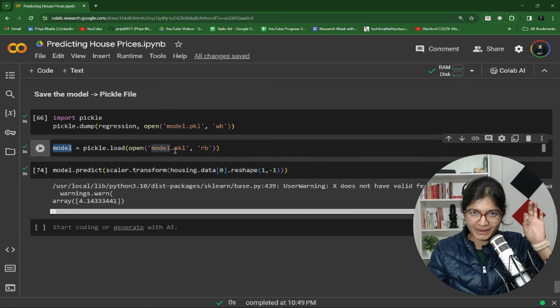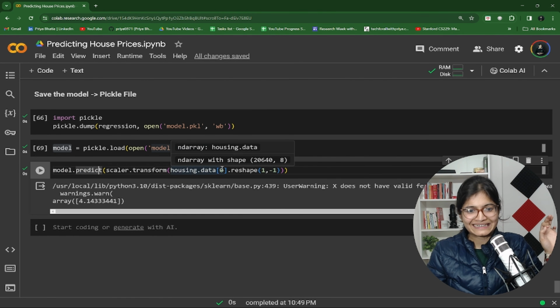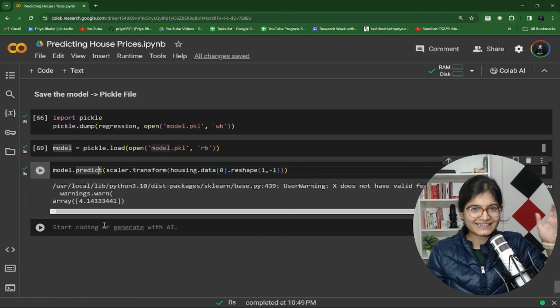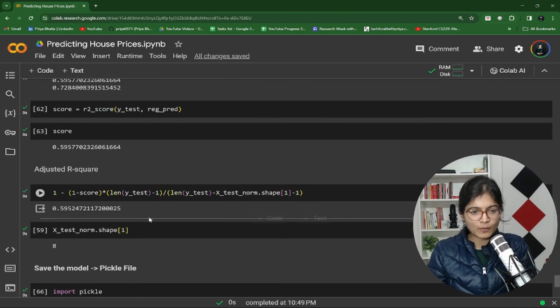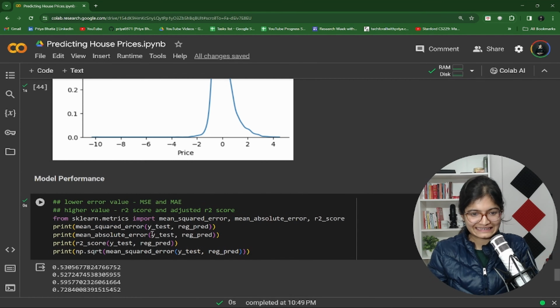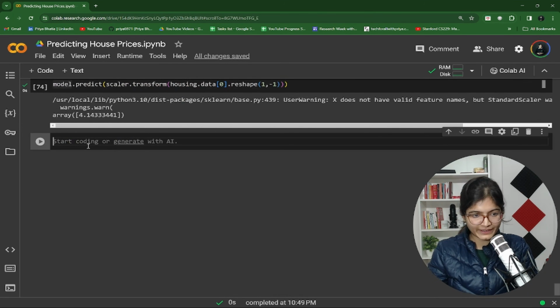I have just loaded my pickle file, and I have just used that pickle file, that is the model, to get the prediction done. Similarly, you can use your data frame data also. So it contains the data points directly, which is in the form of, I would say, X test norm, if I'm not wrong, right? X test norm. So let's try to do one thing.